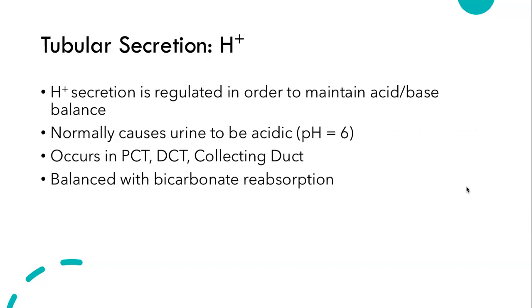So, like I just said, proton secretion or hydrogen cation, remember cations are positive ions, is regulated in order to maintain acid-base balance, and that actually normally causes your urine to be acidic. If your blood is around 7 or neutral, your urine is actually more acidic, towards 6 pH. That occurs in the PCT, the DCT, and the collecting duct, and it's balanced with bicarbonate reabsorption. If you remember, bicarbonate reabsorption will make your blood more basic. Okay, so that's something to keep in mind.